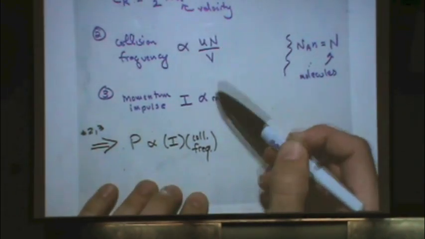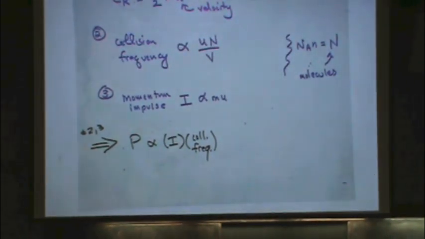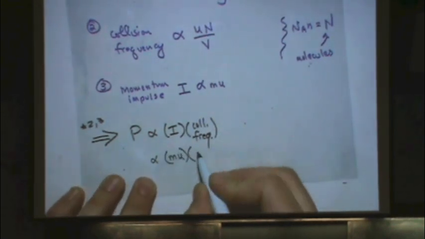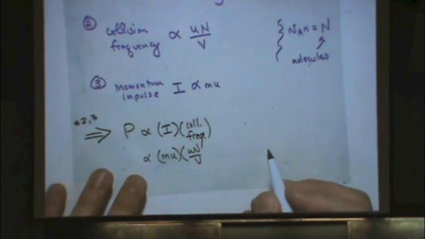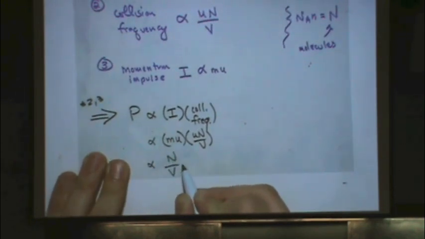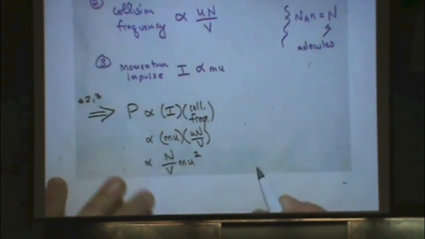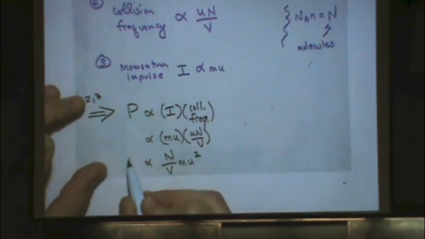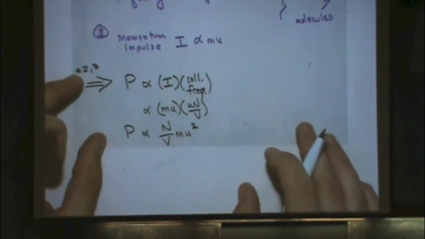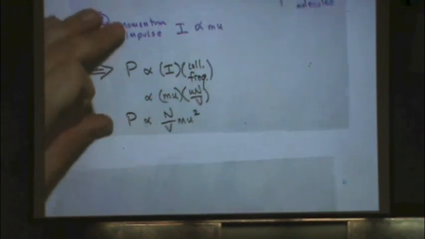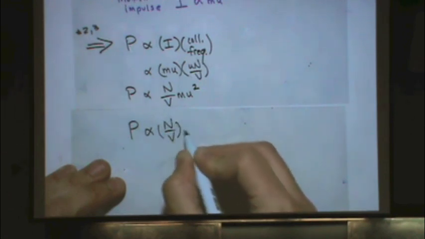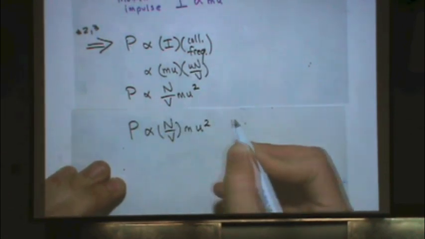And let's just use these two formulas right here to rewrite this expression for pressure. Mu times N over V. Or if I rearrange a little bit, N over V mu squared. Okay, there's a little expression for pressure. I'm going to rewrite this one more time. Pressure is proportional to N over V mu squared.